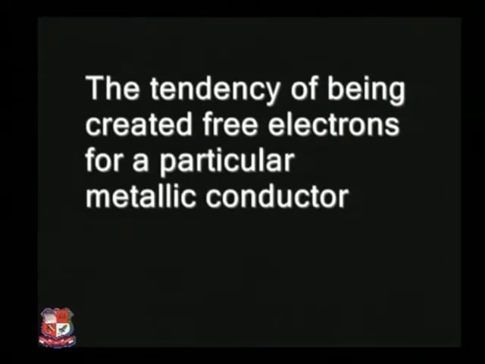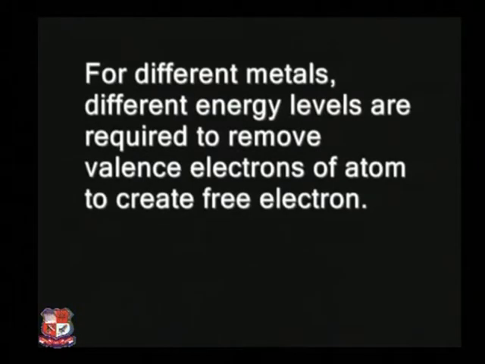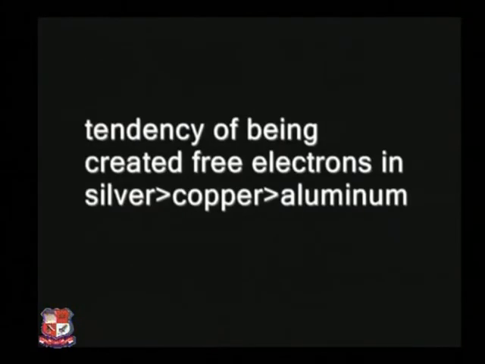Here, we should remember some basic things, such as the tendency of creating free electrons for a particular metallic conductor depends upon the atomic structure of the metal. For different metals, different energy levels are required to remove valence electrons of an atom to create a free electron. That is why the tendency of creating free electrons in silver is much higher than copper, and again that of copper is higher than aluminium.